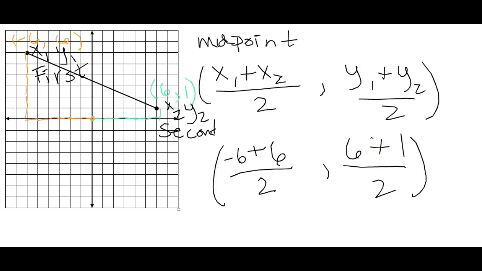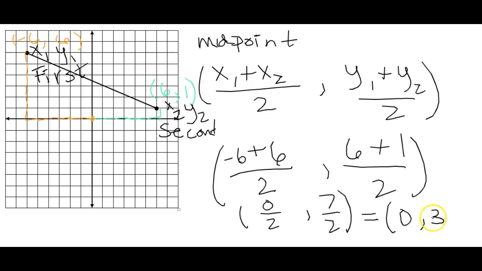So then we actually simplify this. When you're working with a fraction, we do have to add these together first before we divide. So negative 6 plus 6 is 0, and 6 plus 1 is 7. 0 divided by 2 is 0. And then 7 over 2, the answer could be left as the fraction 7 over 2. That is as simplified as that fraction can be. Or they could divide and get a decimal. 7 divided by 2 is 3.5. So (0, 3.5) is the midpoint.